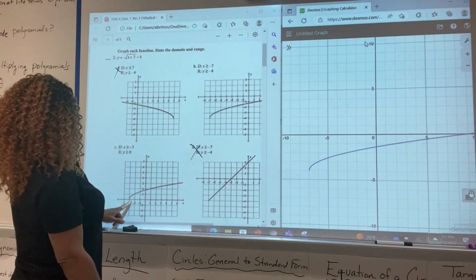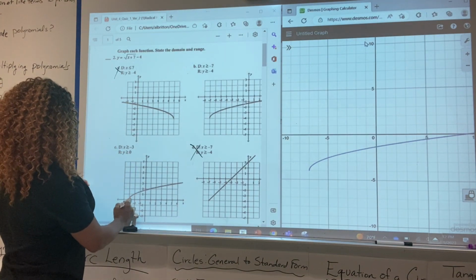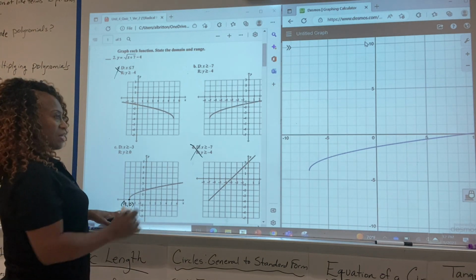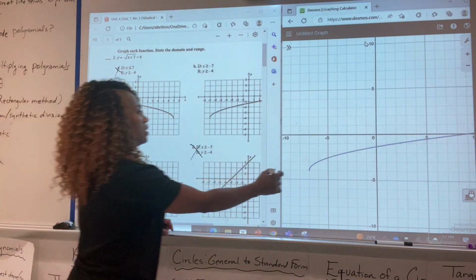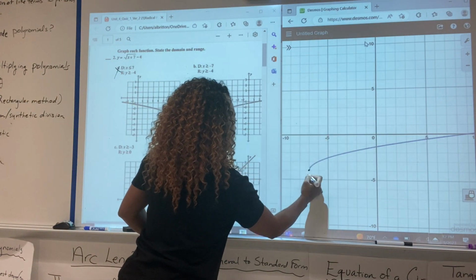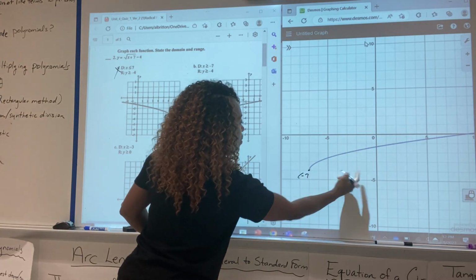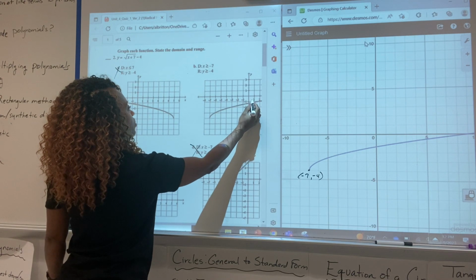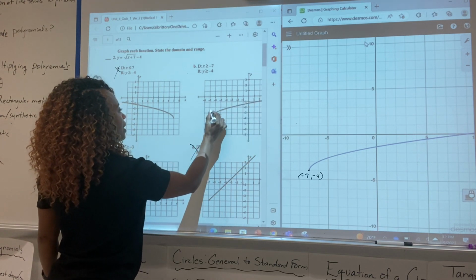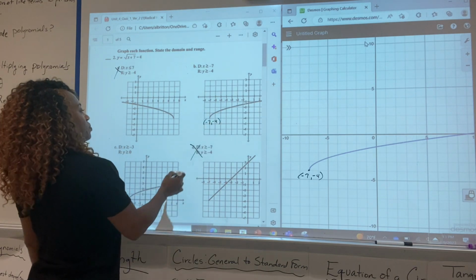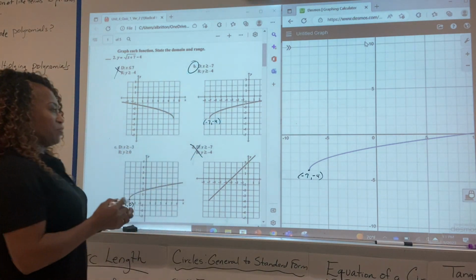Okay, this one, this starting point is at negative 3, 0. And I don't think that's at negative 3, 0. This is at, let's see, we're over negative 7 and we're down negative 4. Same here. So here we're over negative 7, down negative 4. Obviously this is the matching graph. So B is correct for this one.